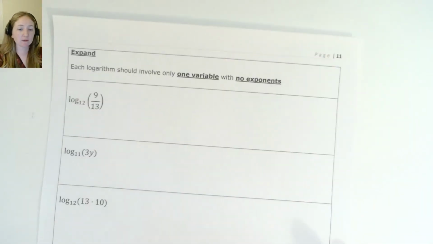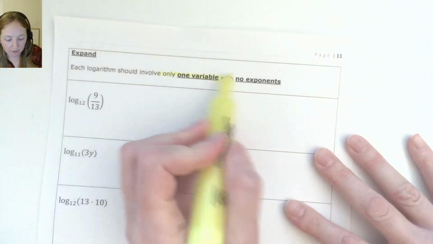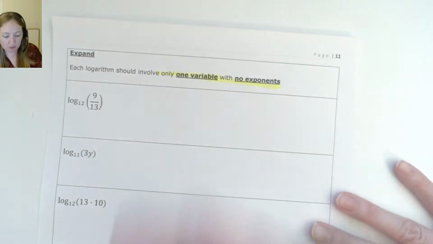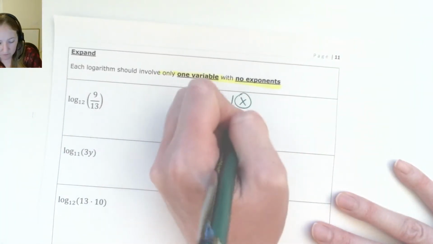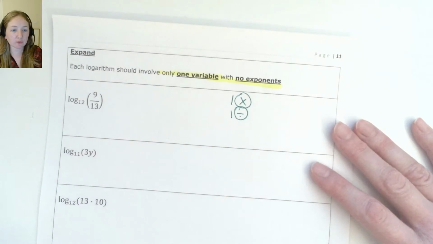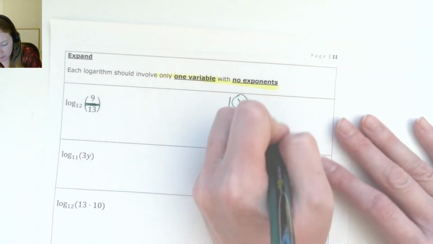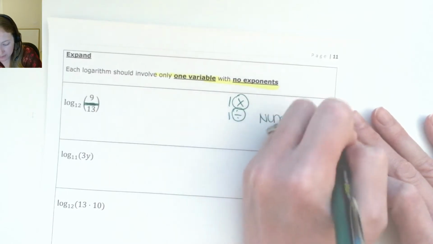All right, so again, one of the reasons why we like logarithms are these log properties. To expand, we want to make sure that we only have one variable and no exponents. So the first log property that we usually look at is multiplication followed by division. And you'll notice here that we do have division, so it's going to become numerator minus denominator.